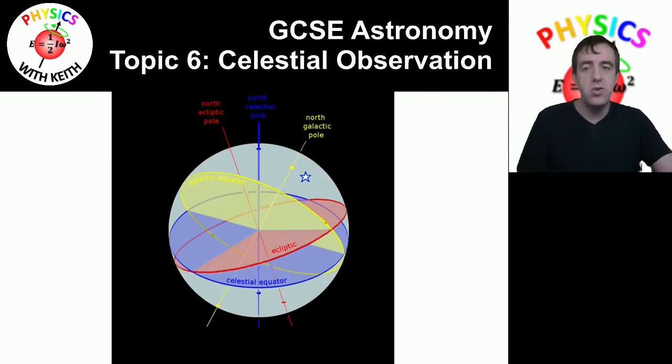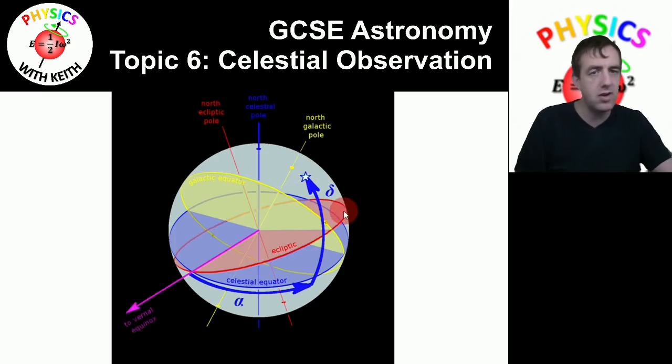So what you would do is start from the first point of Aries, and then look at your right ascension and your declination, and use that to identify the position of your body. So here is the celestial sphere. Here's some star sat at some point on the celestial sphere. Here is the first point of Aries, and we read around our right ascension.